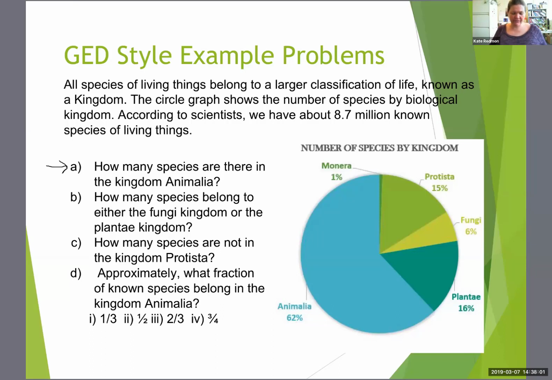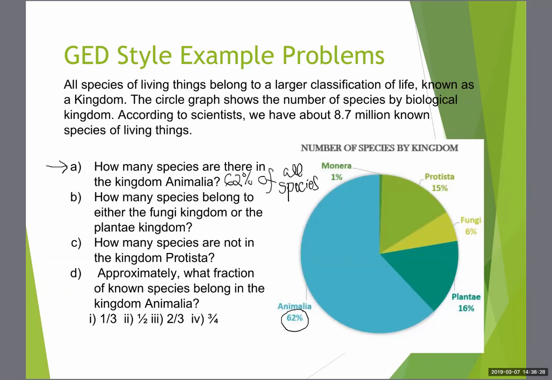Our question on A says, how many species are there in the kingdom Animalia? Now, right now, I don't know how many species there are in the kingdom Animalia. What do I know? I know that 62% of all the species are in Animalia. Does that make sense? Yes. Okay, so just knowing that phrase will help me figure out how many species that is. Any ideas, guys? What do I have to take 62% of? 8.7 million. There you go. I've got to take 62% of 8.7 million.